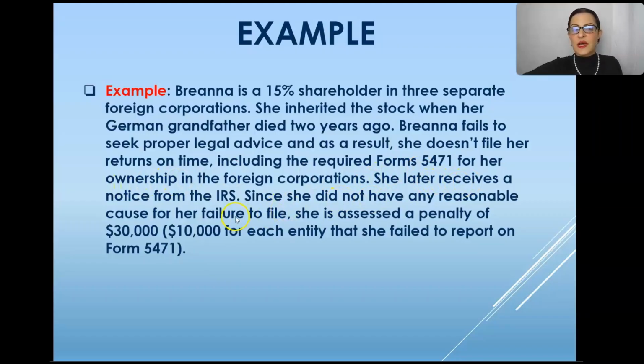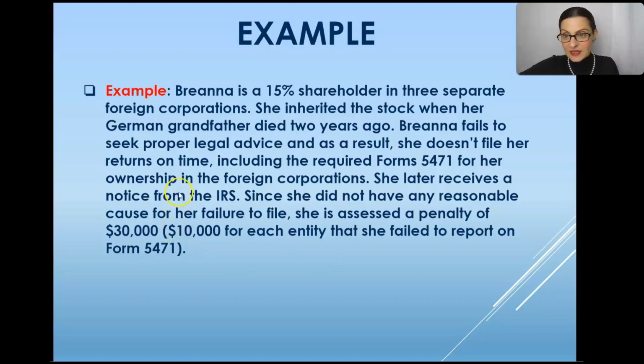She later receives a notice from the IRS. Since she did not have any reasonable cause for her failure to file, she is assessed a penalty of $30,000, and this is $10,000 for each entity that she failed to report on the Form 5471. So she inherited stock in 3 separate corporations from her deceased German grandfather. That would be 3 separate filings. And those would all have to go in on the Form 5471. 3 separate reporting requirements, 1 for each corporation. So the IRS will assess a $10,000 penalty for each entity that she's a shareholder in that she failed to report. So a $30,000 penalty.